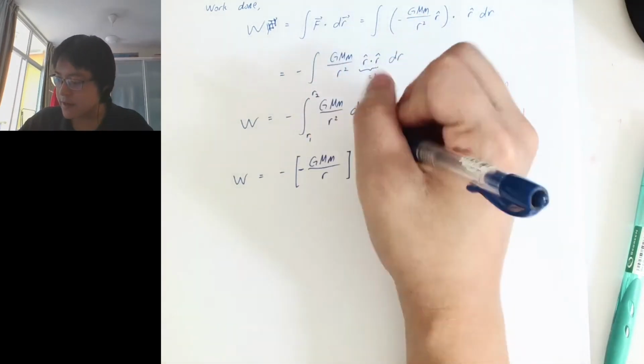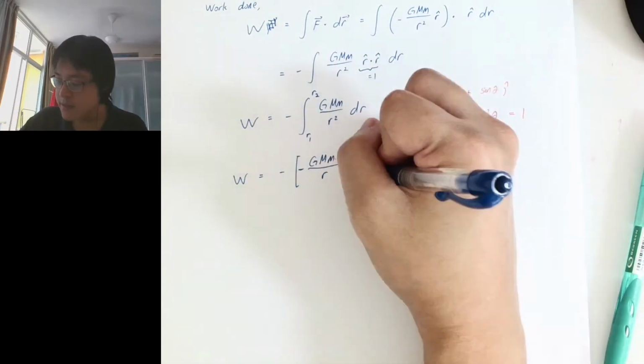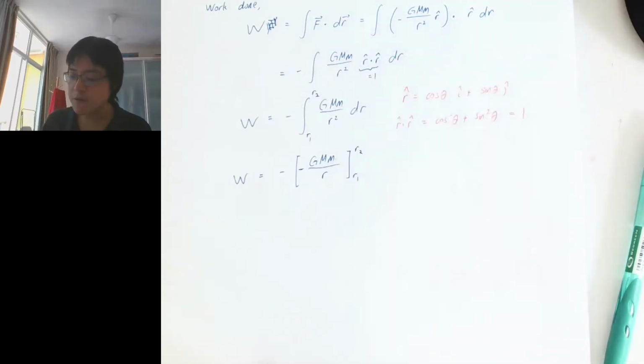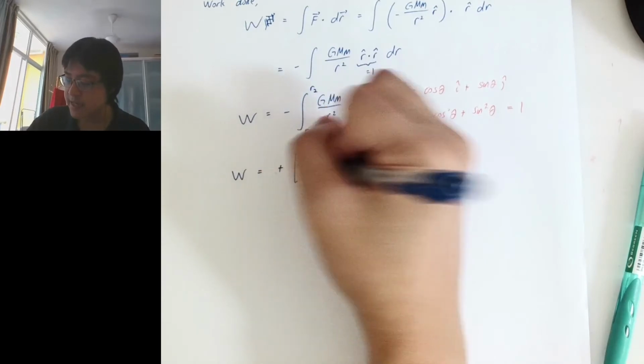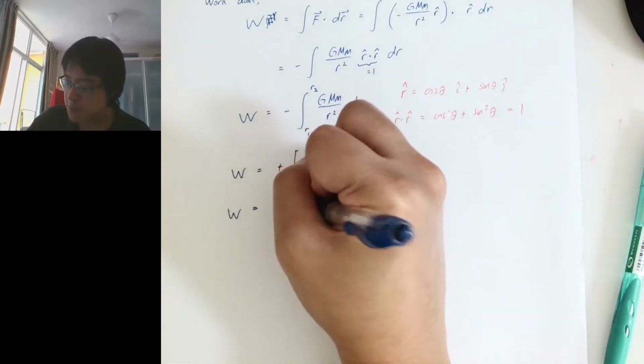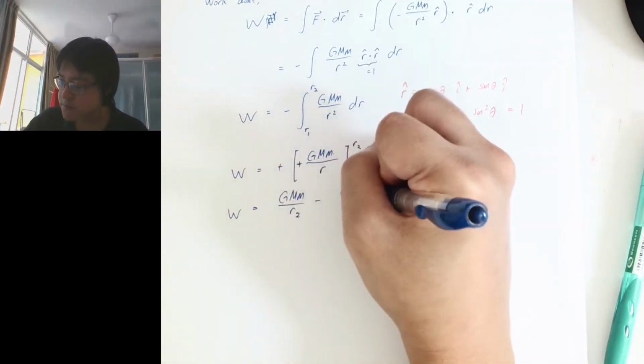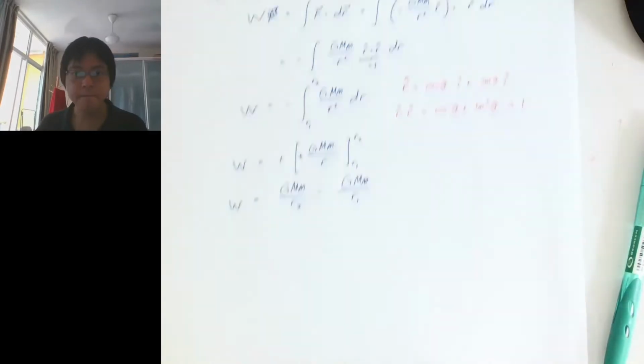After you integrate, GMm are always constant, nothing there. The limit is from r1 to r2. So these two negative signs cancel each other. So the work done is just GMm over position 2 minus GMm over position 1, right?